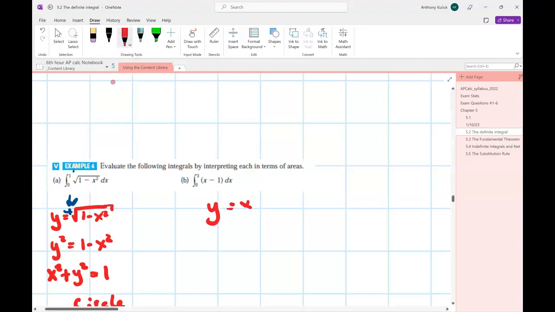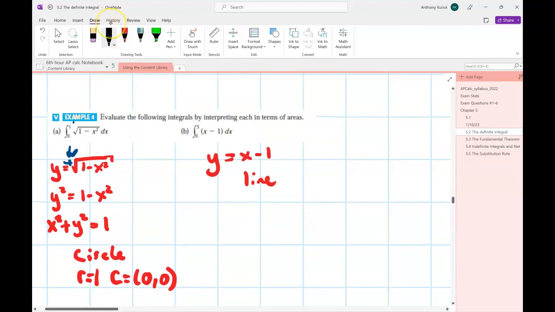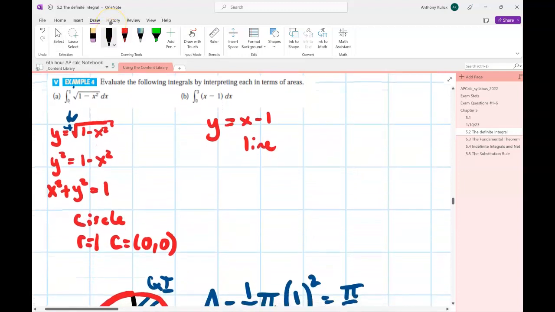So if I look at this, the function here is y equals x minus 1. What is that shape? Well, it's like a line, right? Oh, that's a line. Yeah. Yes, the areas are going to be triangles.